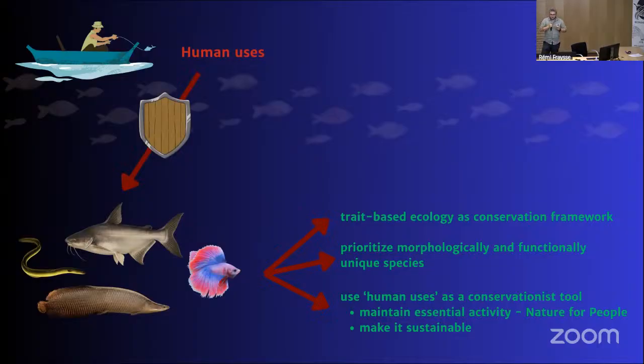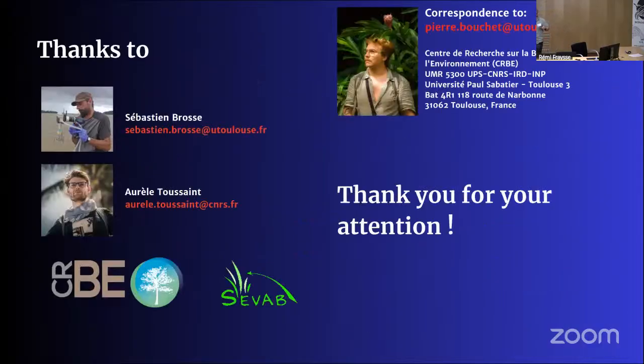You know, we use biodiversity, but we need to use this to protect biodiversity, like maintaining essential activities, because these activities that I showed you are really important for human societies from an economic, social, and ecological point of view. And we need to embrace the concept of nature for people by making these uses sustainable. So thank you for your attention.